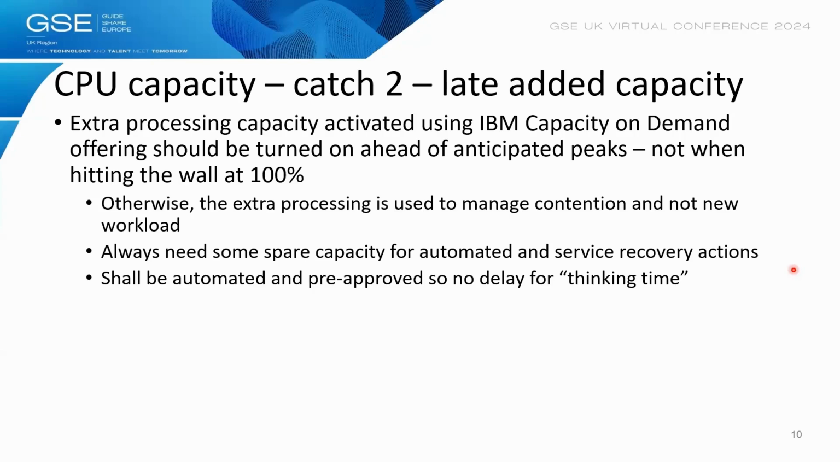So we have two problems here. First is lack of pre-approved capacity, and the second is lack of automation. So the key thing to take from here is that everyone should automate adding pre-approved capacity at the first sign of problems. We do know customers who are doing this, and we do know customers who are not doing this, and they pay the price too.